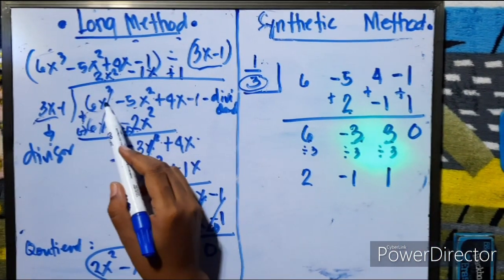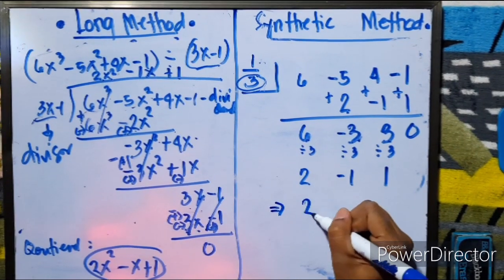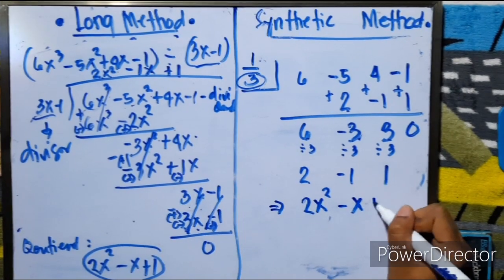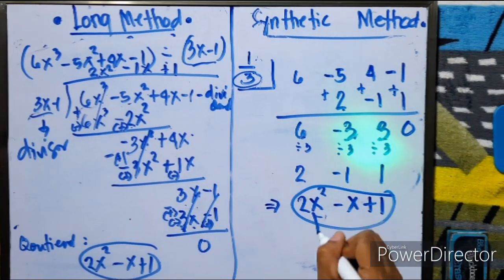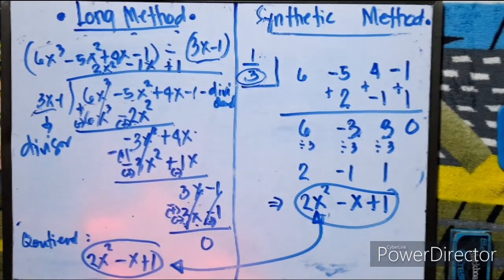So, our highest power here is cube. Our answer now is equal to 2x squared, minus x, plus 1. So, that is our quotient, equal to our quotient in the long method of division.